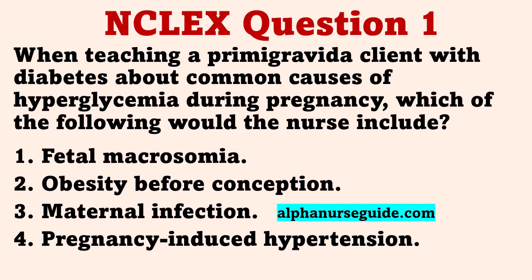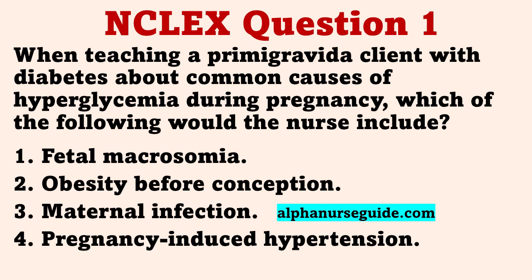When teaching a primigravida client with diabetes about common causes of hyperglycemia during pregnancy, which of the following would a nurse include? 1. Fetal macrosomia. 2. Obesity before conception. 3. Maternal infection. 4. Pregnancy-induced hypertension.